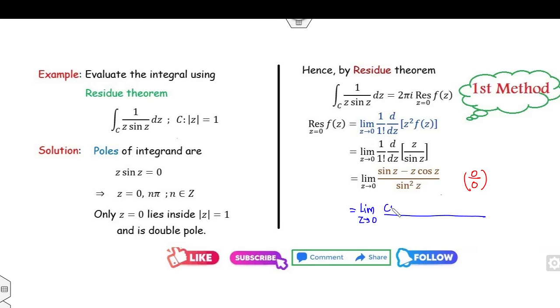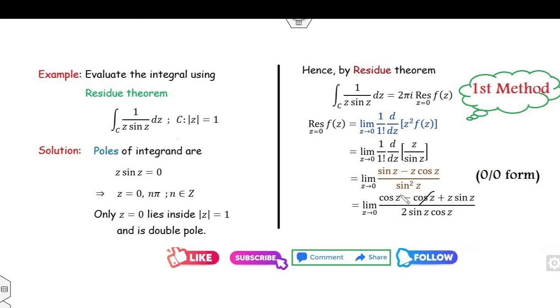So the derivative of the sine is cos z. I can use the product rule. It's 1 times cos z minus z times sin z. And the derivative of the denominator is 2 sin z cos z. Fine. Now clearly, if you open them, cos z and cos z will be cancelled, and it's a minus minus plus. This will be cancelled.